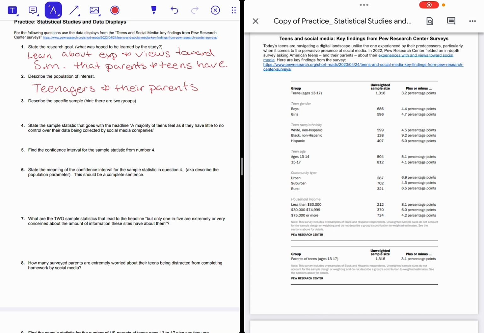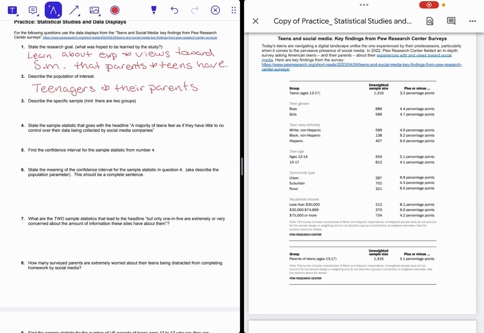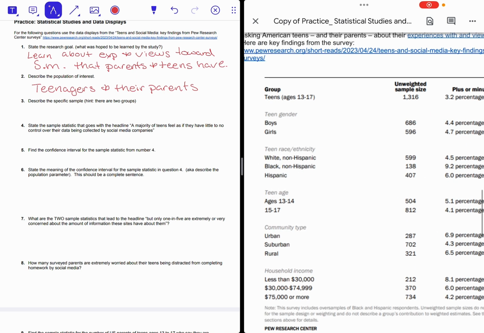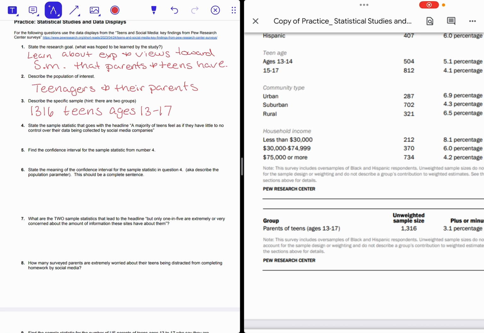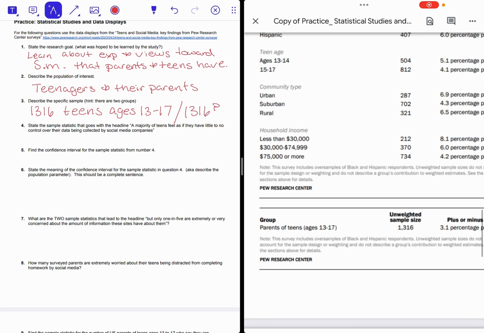Now, we can give a specific sample here, and that's where we're going to sort of look over on our document here. We can see, okay, well, we have teens ages 13 through 17, and there's 1,316 of them surveyed. So 1,316 teens ages 13 to 17. And then down below, it says the parents of those teenagers, same number. So 1,316 parents of teens.